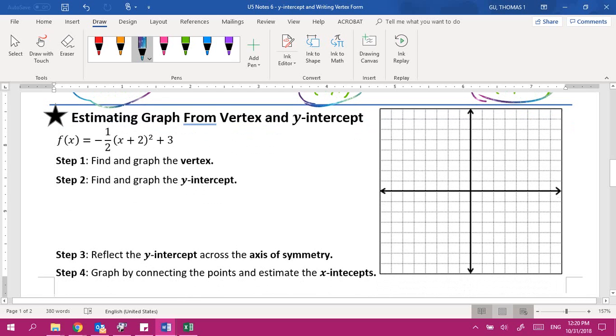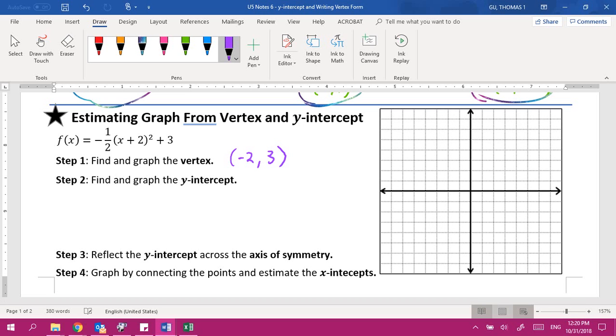All right, so look at this equation. f of x equals negative 1/2 times (x plus 2) squared plus 3. So if we find the vertex and the y-intercept, we'll be able to estimate a whole graph. So watch this. First step, we're going to find and graph the vertex. So looking at the equation, what's the vertex here? What is the vertex? Negative 2, 3.